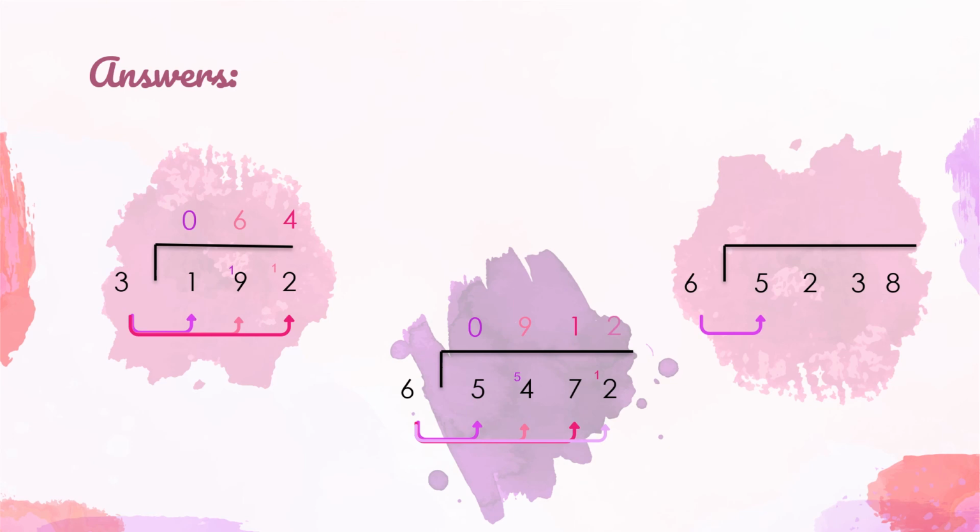6 cannot go into 5. So put a dot, a 0, or leave it blank. Carry your 5 over to the next place value column, and that number now becomes 52. Scoot your chair in for your second course. 6 goes into 52 8 times, remainder 4.